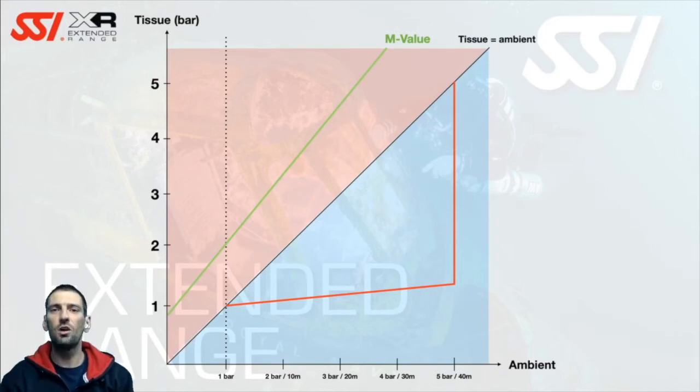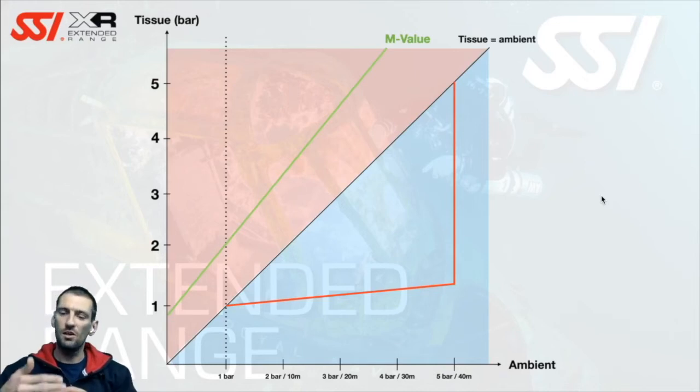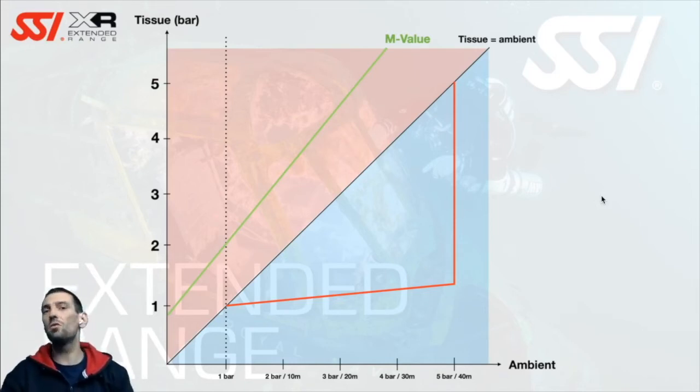Every tissue has its own M value, because every one of the 16 tissue compartments in the Bühlmann algorithm has its own M value, which means every tissue can be exposed to a different supersaturation limit. This is happening for all 16 tissues at the same time. You could imagine that the graph you see on the screen is calculated 16 times in the background, once for every tissue compartment. And this M value is simply a mathematically calculated line on the graph, which represents maximum tissue supersaturation.